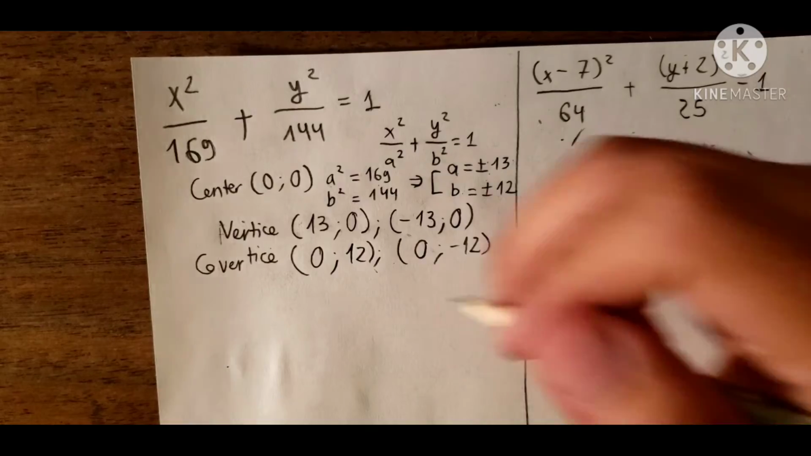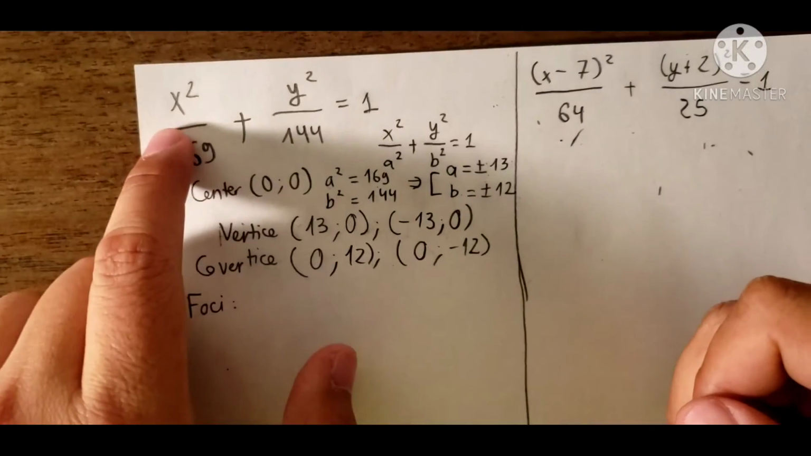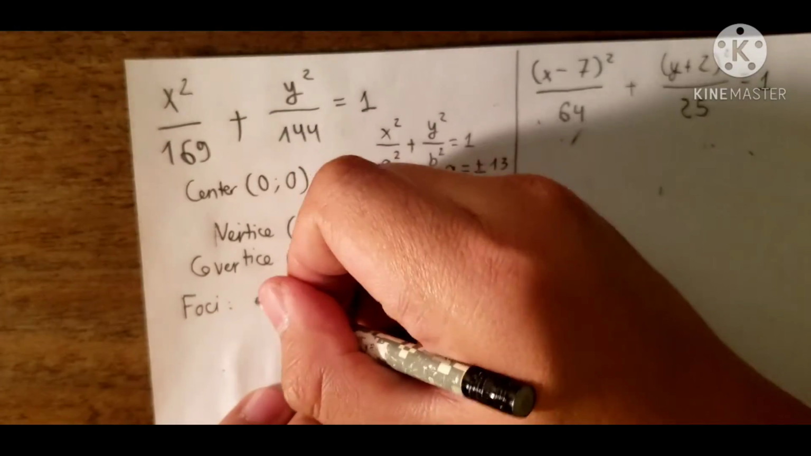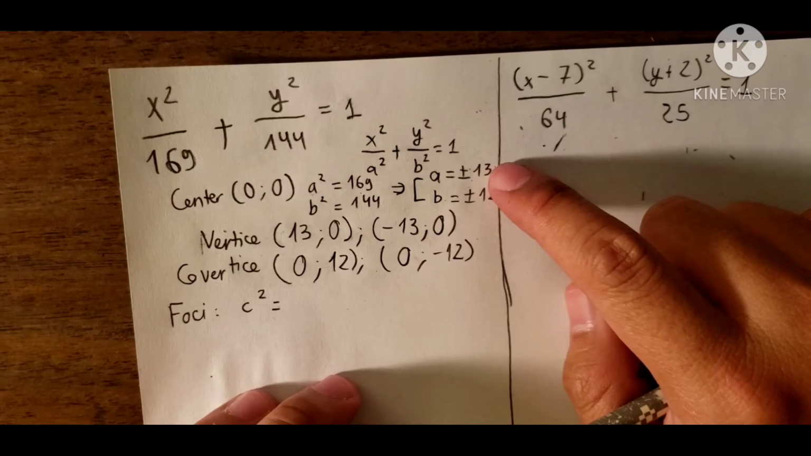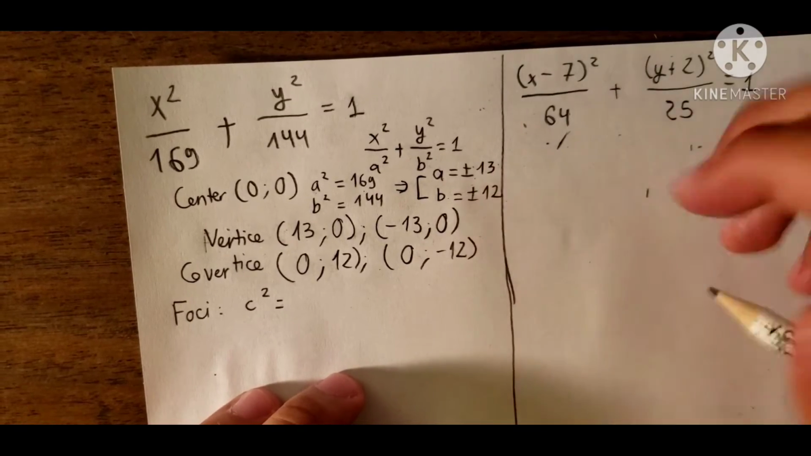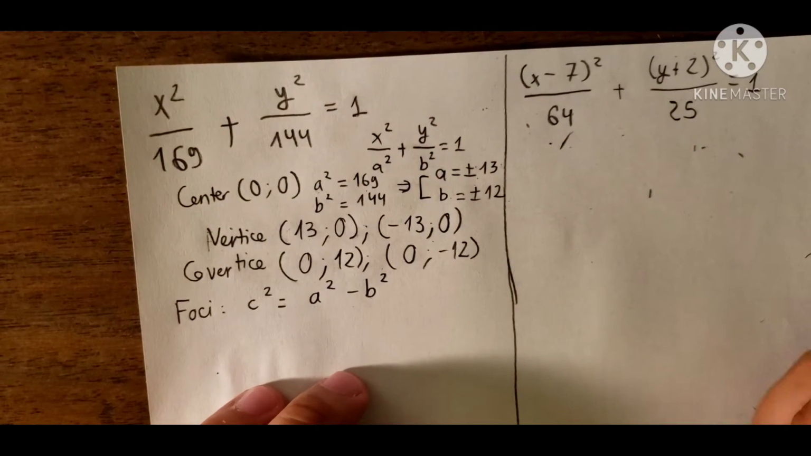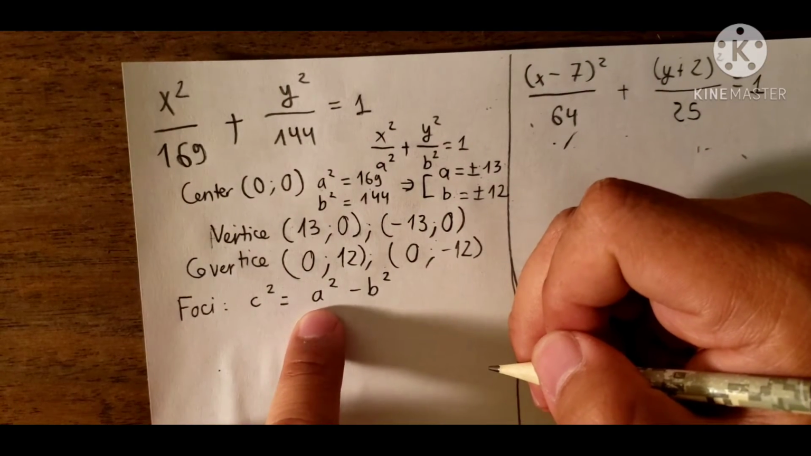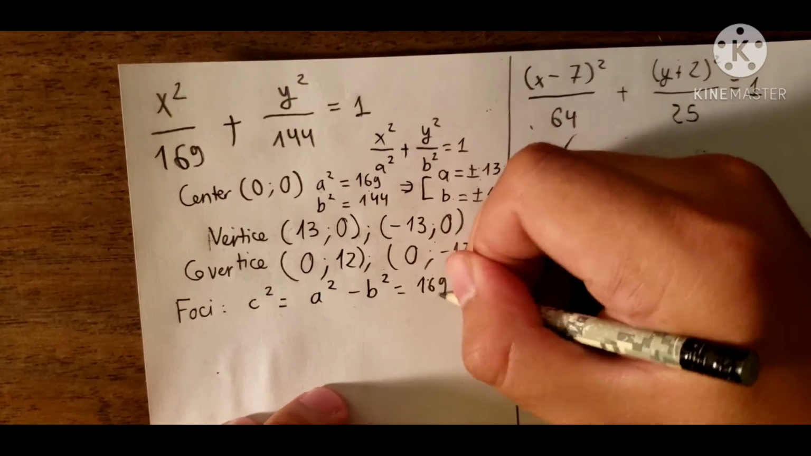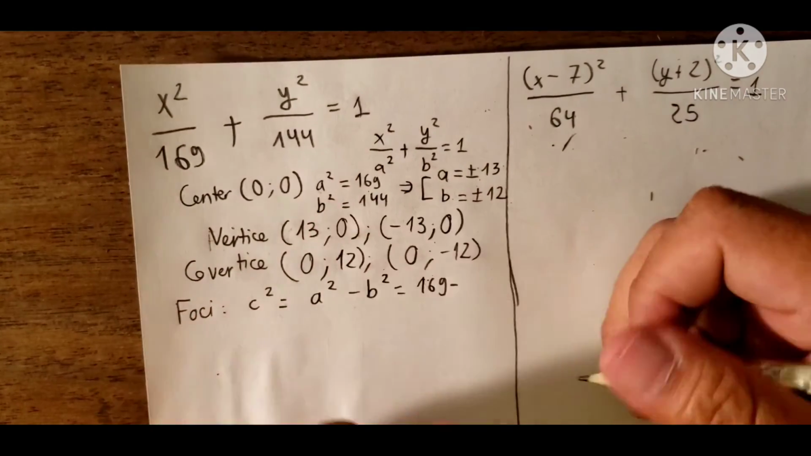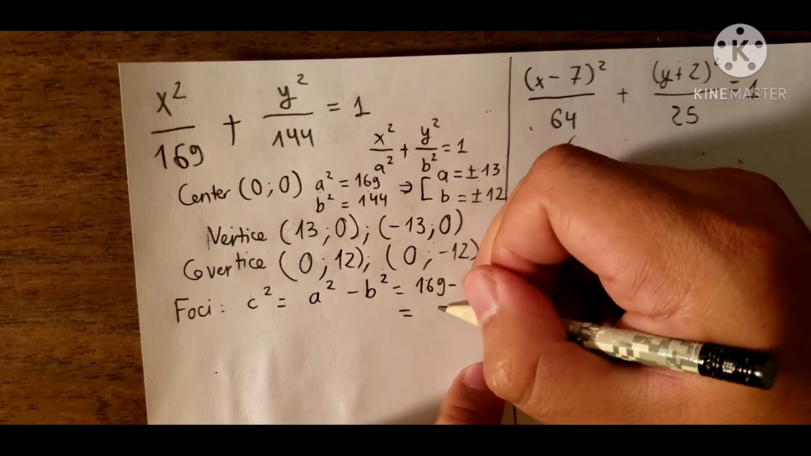The next one, we need to find the focus. The focus of the ellipse is about c power 2. And we need to use the highest number minus the smallest number, just like this. We know that a power 2 is about 169, b power 2 is 144, and we calculate this about 25.